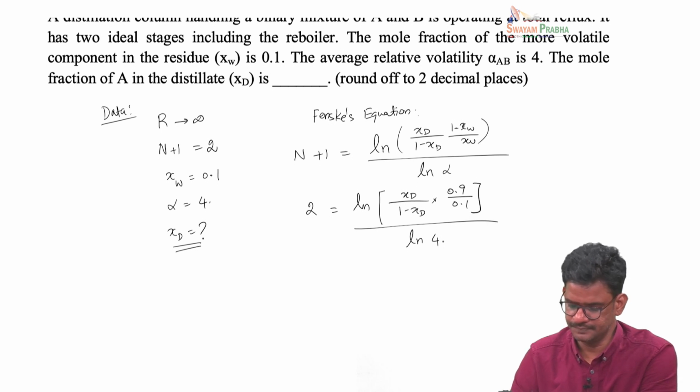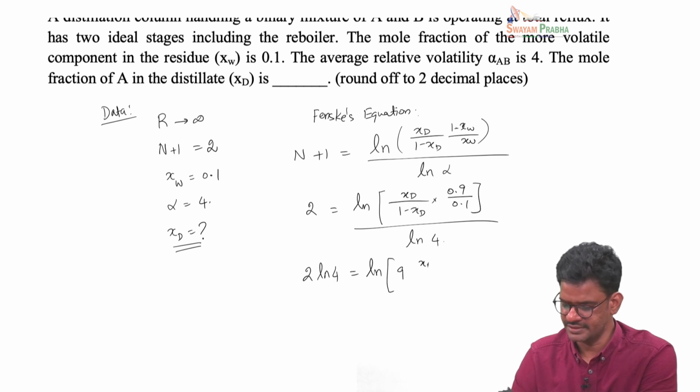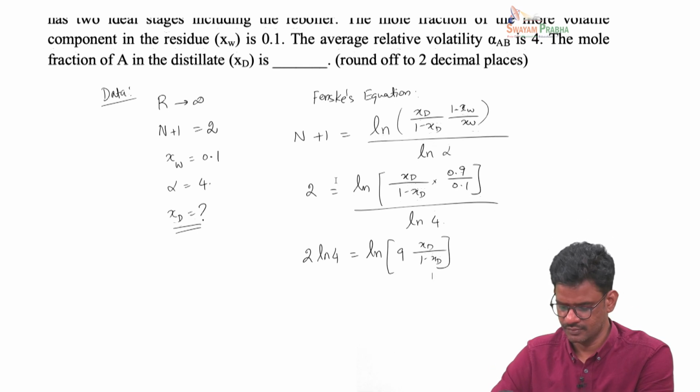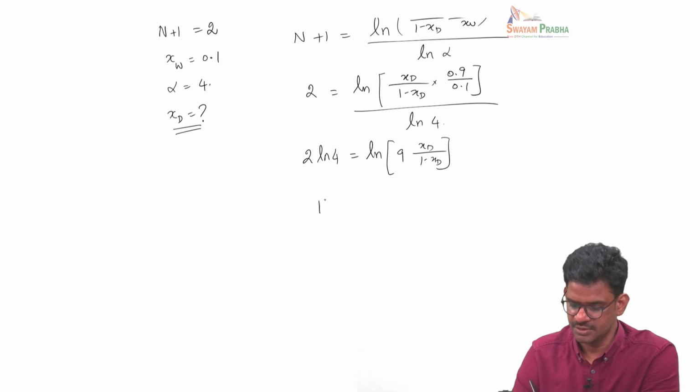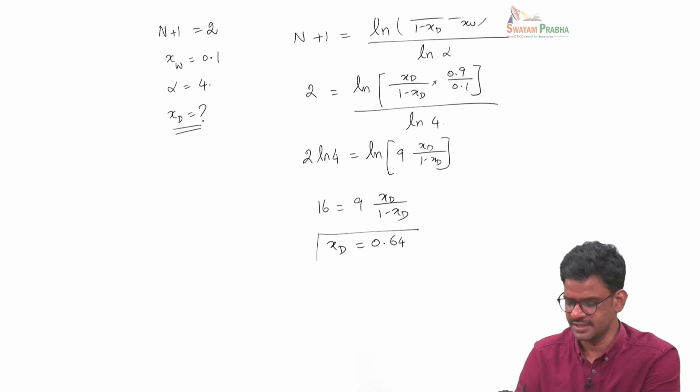So basically we get 2 times ln of 4 is equal to ln of 9 times xt by 1 minus xt. So this is nothing but 16 is equal to 9 times xt by 1 minus xt, and then if you solve for xt from here, you get 0.64. Okay, this is the answer.